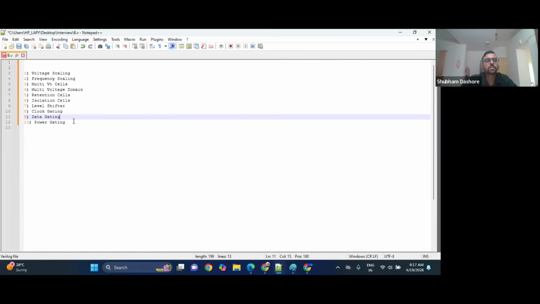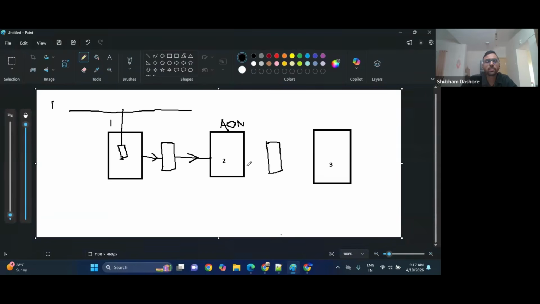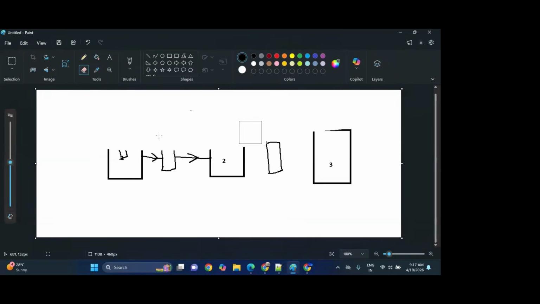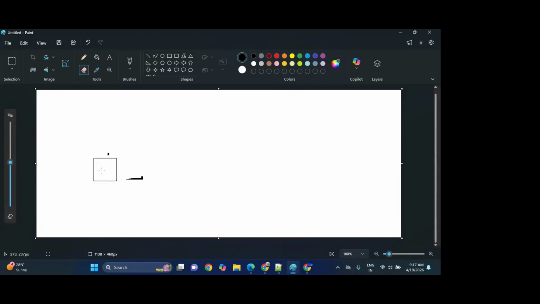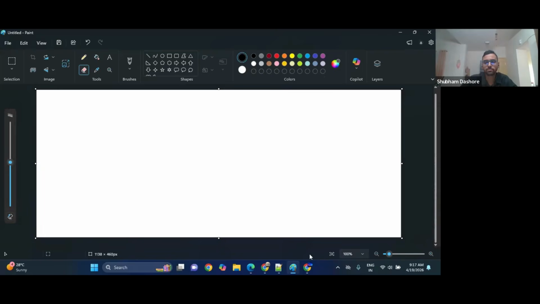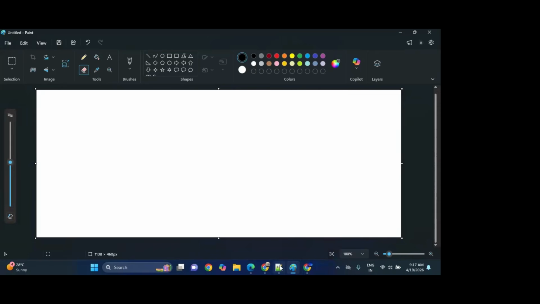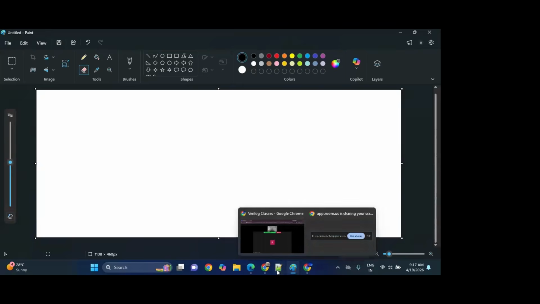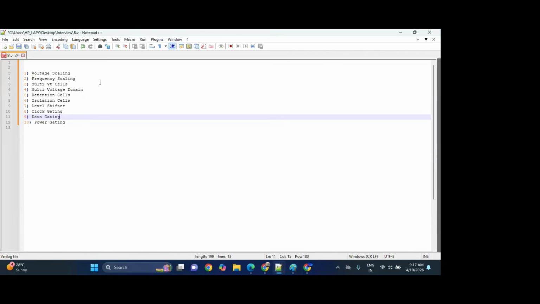And the next ones are clock gating, data gating, and power gating. Okay, so till now you have told me five things, right? How to implement 1, 2, 3, 5? Have you used any one of these in your RTL code?